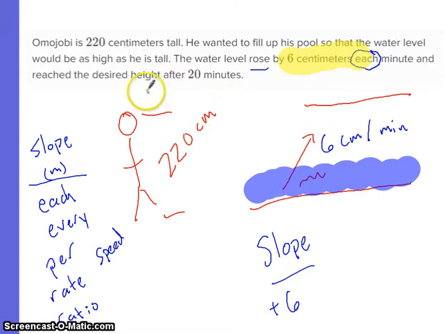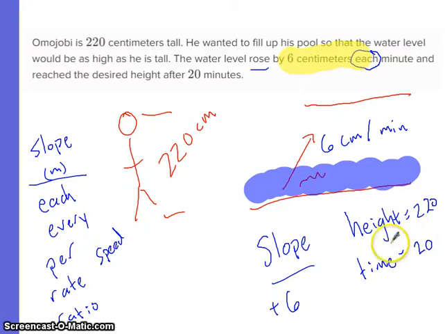And reach the desired height after 20 minutes. This is actually telling us a coordinate. It's really kind of tricky. It reached the desired height. Well, what height did it reach? It reached a height of 220 when the time was 20 minutes. So that gives me a coordinate.